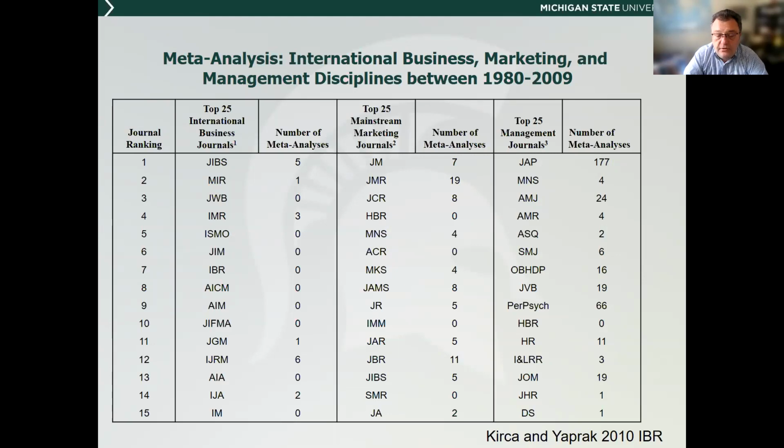That changed over the last 14 years or so, 13 years or so. Basically, now we see a huge number of meta-analyses published in international business journals. Marketing still is probably number 2, and management is still there. But up until then, as you can see in JIPS, there were only 5 meta-analyses. That number is much higher today.